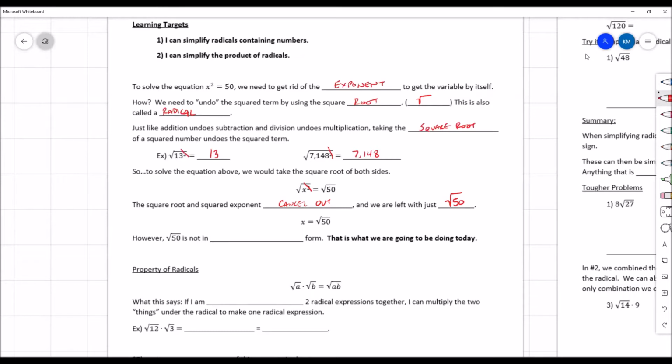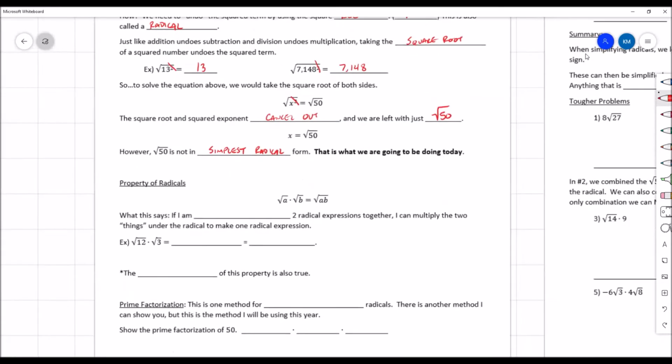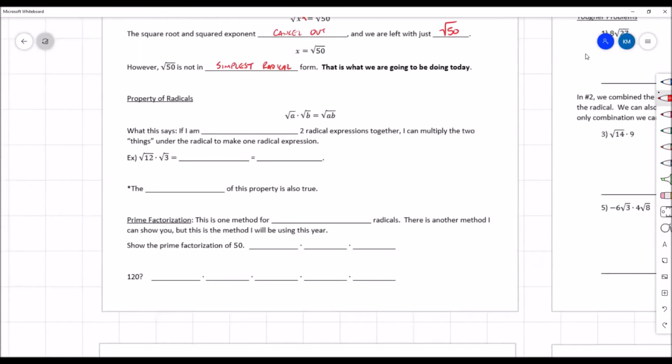However, radical 50 is not in simplest radical form, and that's what we'll be asked to write our answer as for most of this chapter. That's what we're going to learn how to do today, using simplest radical form. We'll use the properties of radicals to simplify them and write them in a way that would be considered as simplified as possible. You might even hear it called the exact answer.